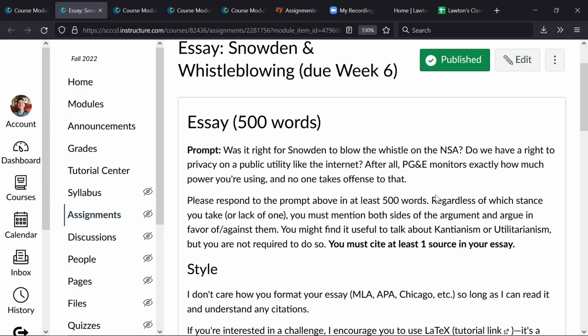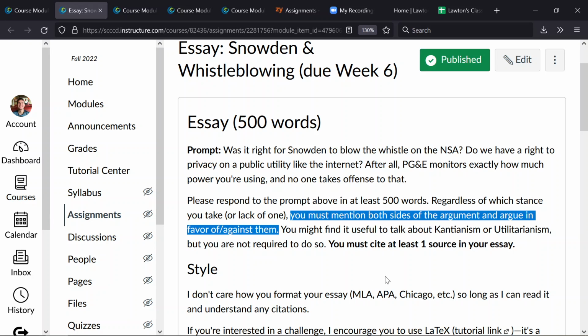So that is your prompt, and you're allowed to take a stance, or you can just say, I don't like either stance. There's no yes or no answer, and here's why. You can tell me whatever you want, but regardless of your stance or lack of stance, please mention both sides of the argument, because that's how you write a good argument. You have to knock down the other side or prop up your side, and vice versa. You better mention both sides of the argument and argue in favor of or against them.